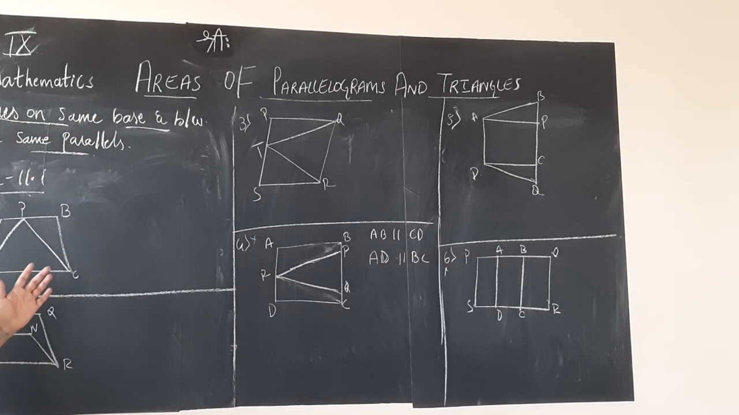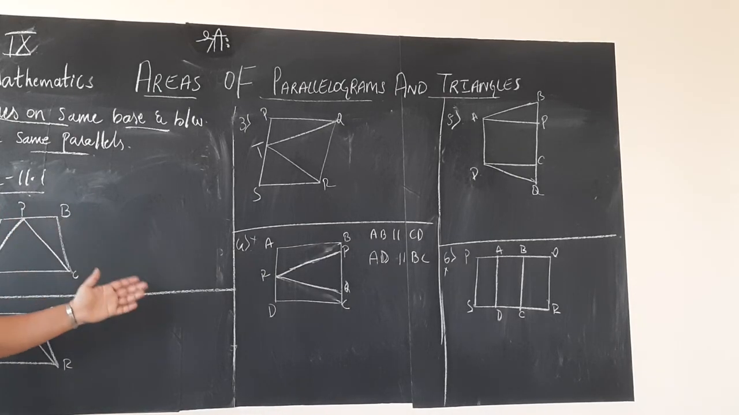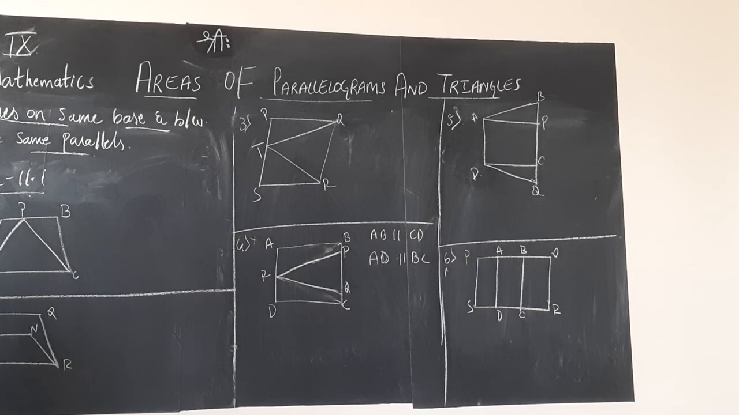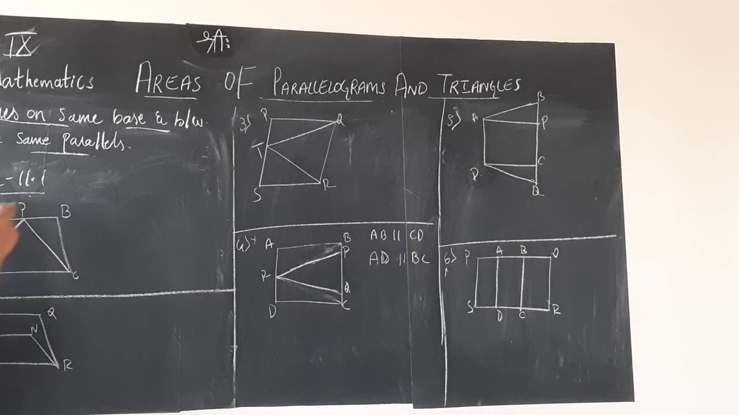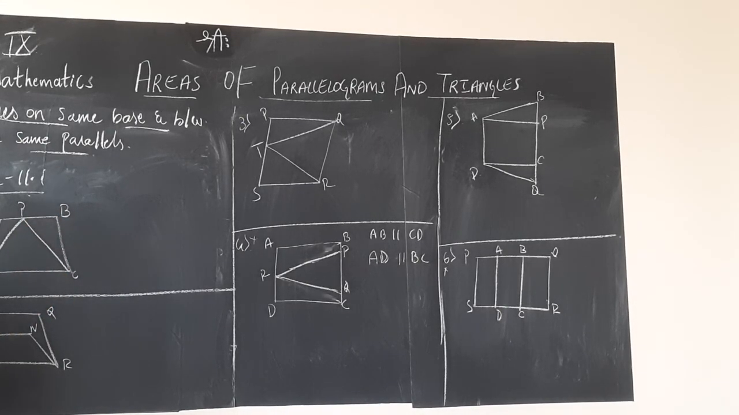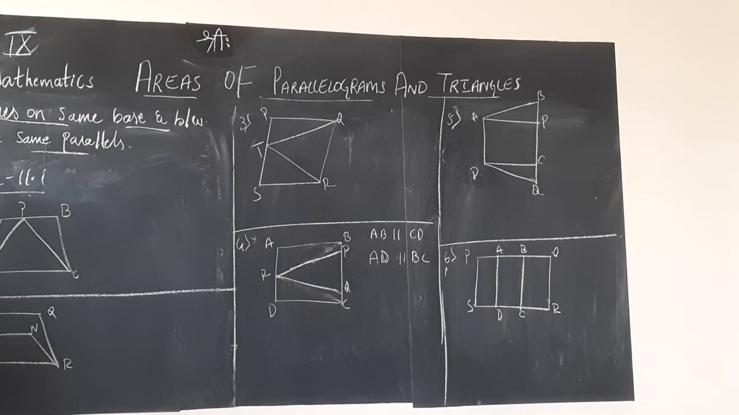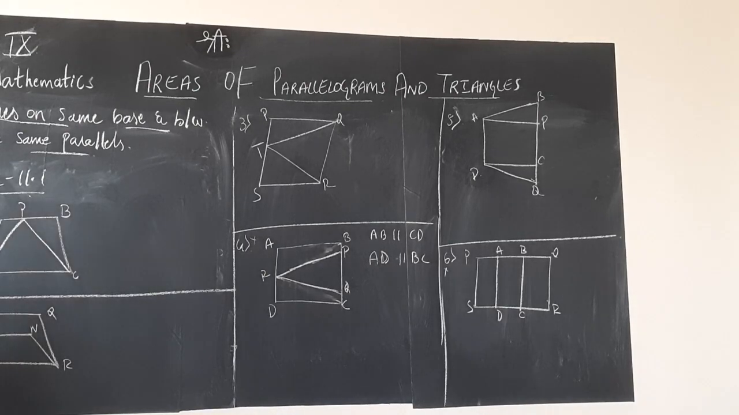The question is: find out among all these 6 figures which are the figures standing on the same base and between the same parallels, and also mention which are the 2 figures standing on the same base and between the same parallels. So look at the first figure here. We have a parallelogram ABCD, and inside the parallelogram we have a triangle PDC, isn't it?